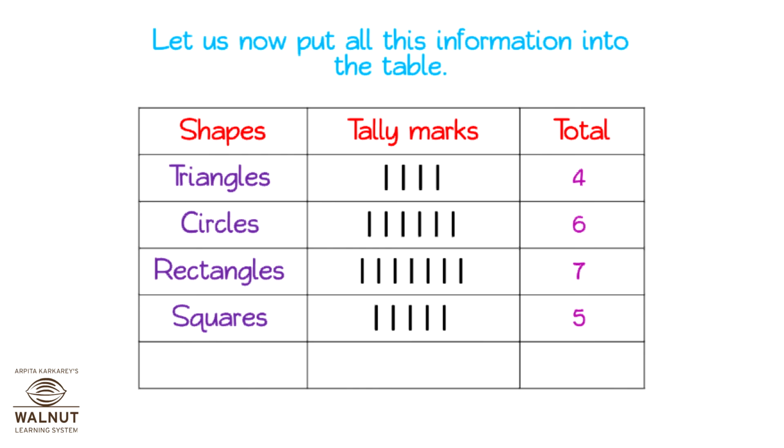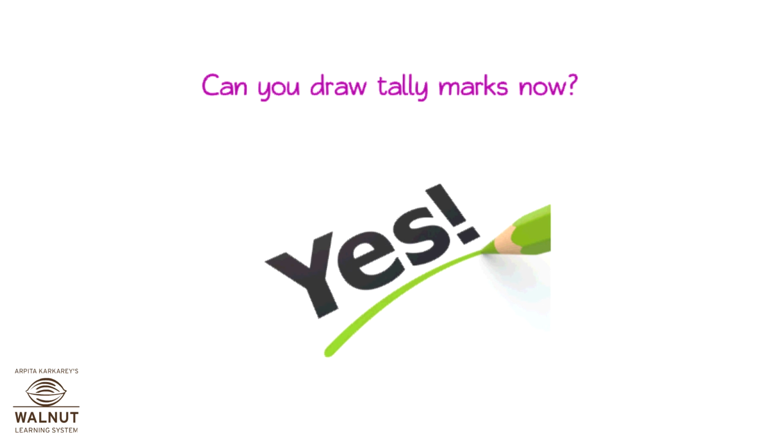4 plus 6 plus 7 plus 5 is equal to 22. We have 22 shapes in all. Can you draw tally marks now? Yes.